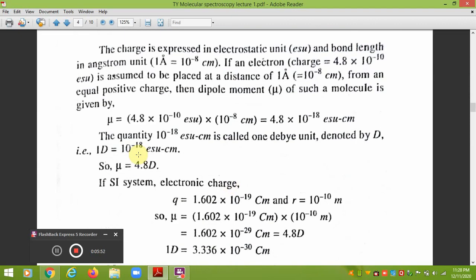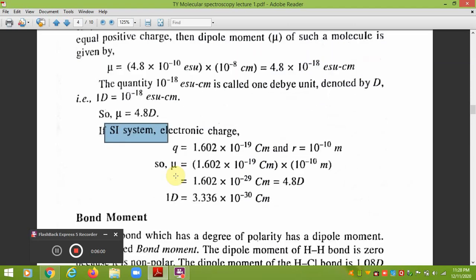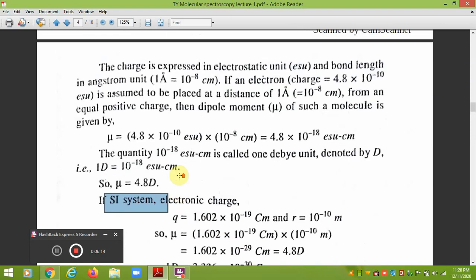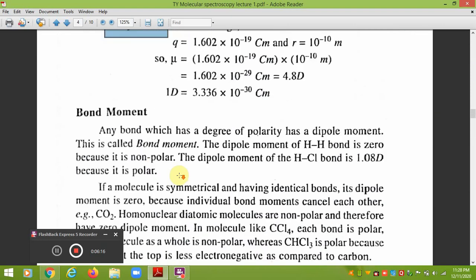In the SI system, if we try to correlate between the debye and the coulomb meter, then definitely 1 debye is equal to 3.36 into 10 raised to minus 30 coulomb meter. So this is very important regarding the relation between these units.